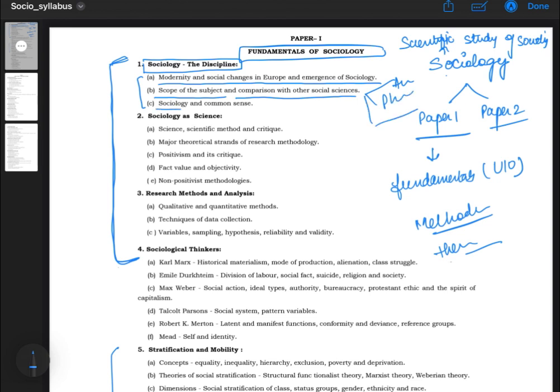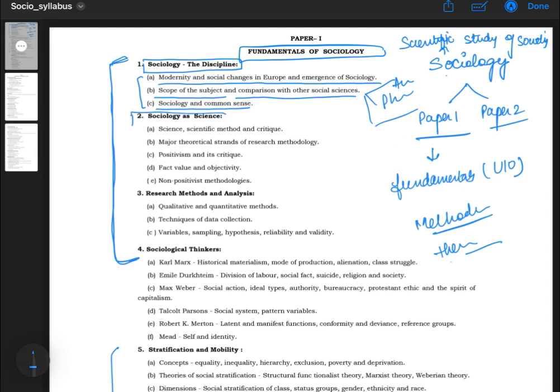The third chapter deals with sociology and common sense, in which we will be studying how sociology is different from common sense. How we perceive something in a commonsensical way, and how it is different in a sociological perspective. We will be looking at it when we study, and it will be clearer to you.